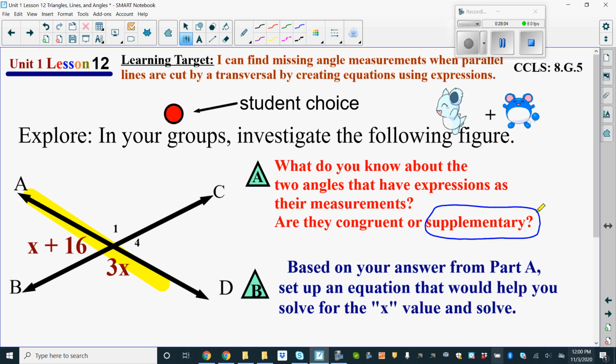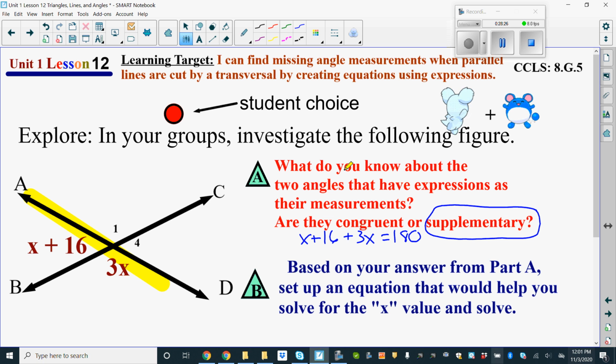So the second and only other way you will set up an equation when you have angles given by expressions is by adding up their expressions. So you take one of them, x plus 16, add it up with the other one, which is 3x, and set them equal to 180 degrees.